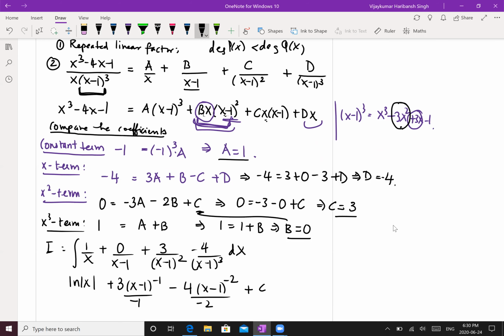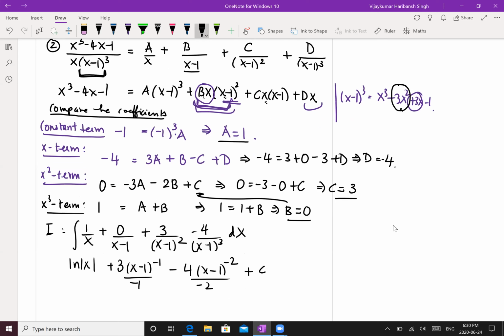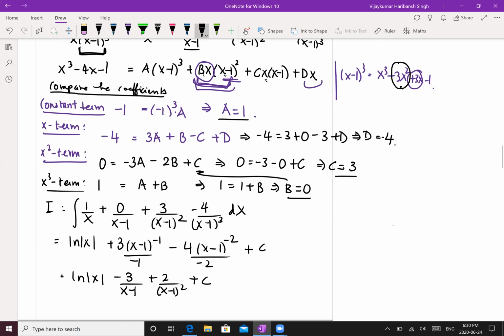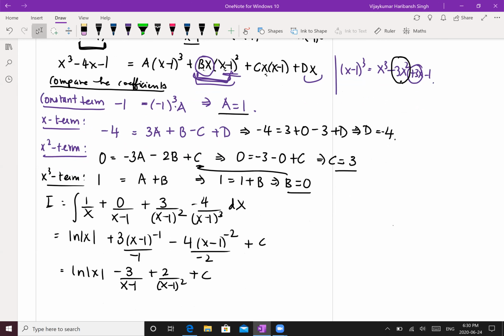And if you want to write it in a slightly more organized way, this integral is going to be ln of absolute value of (x minus 3) upon (x minus 1) plus 2 upon (x minus 1) squared plus a constant c. So this is how the integration by partial fraction works.